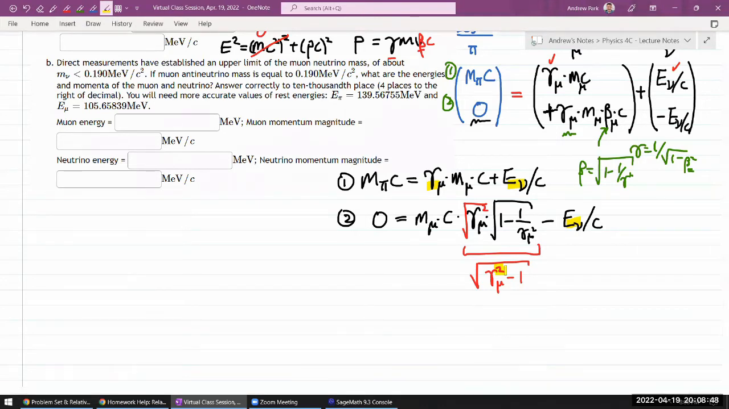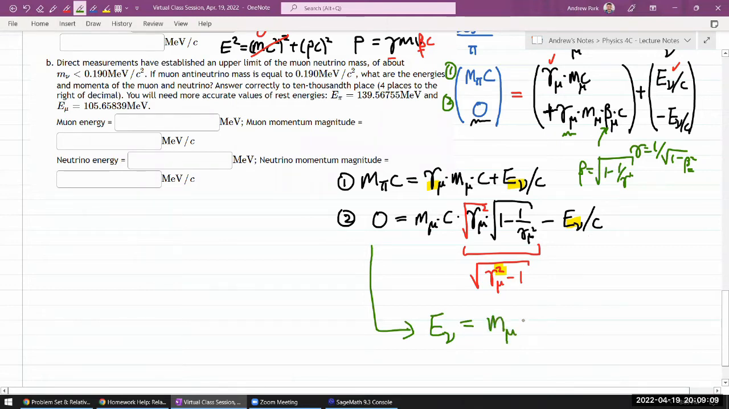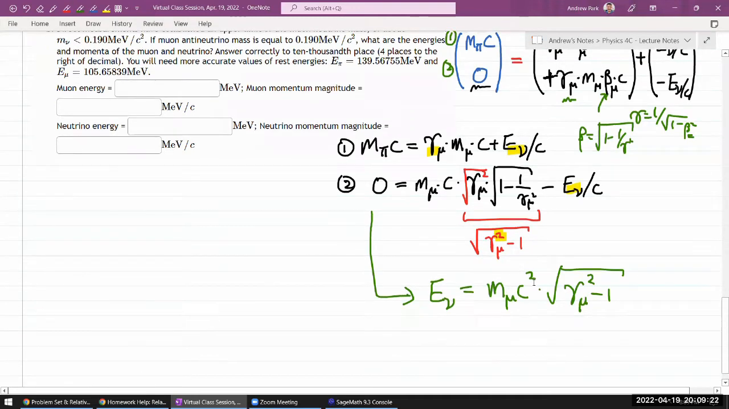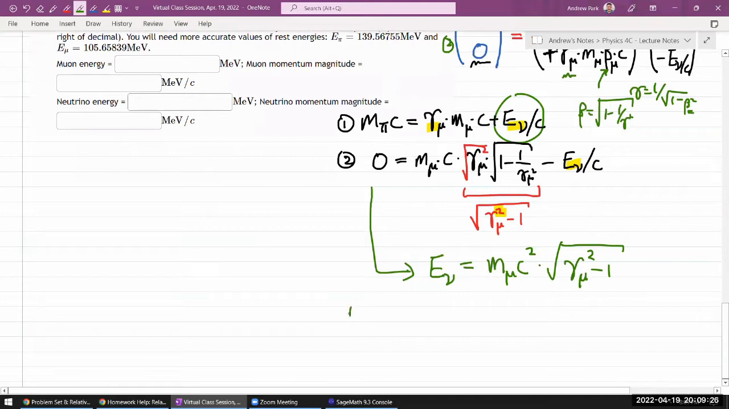So let's do this. I'm going to solve one of these expressions for the energy of the neutrino. Let me solve the second equation for the energy of the neutrino. So the energy of the neutrino in terms of everything else, move that over, multiply through by c, is m mu c squared times the square root of gamma mu squared minus 1. Okay, that's it. And I can plug that into here, to get, from one and this, I get m pi c is equal to gamma mu m mu c.